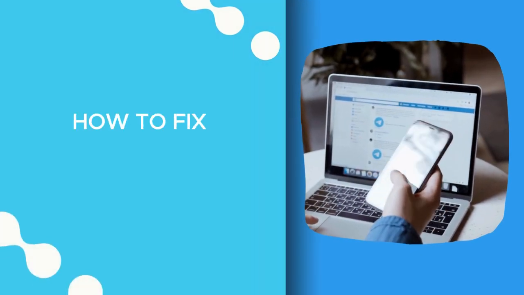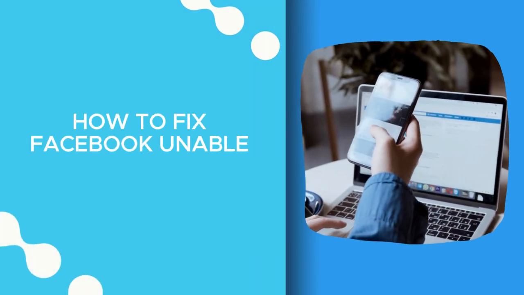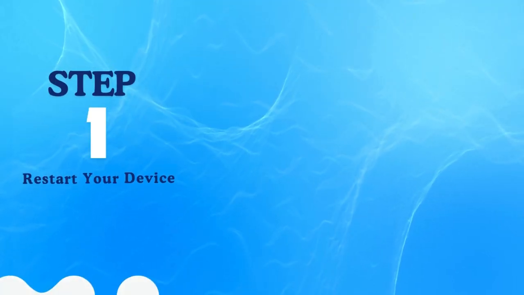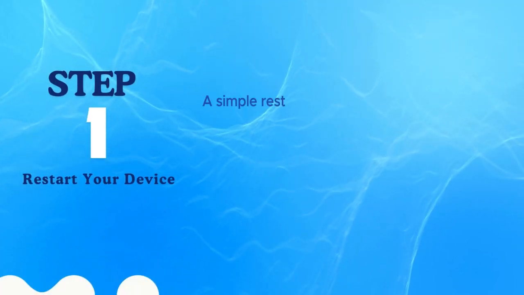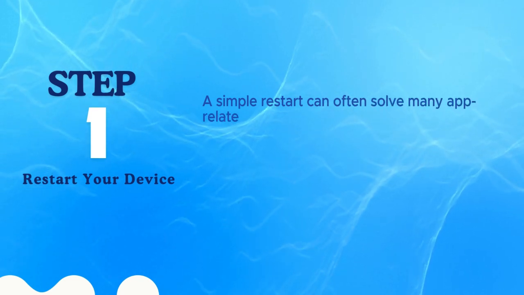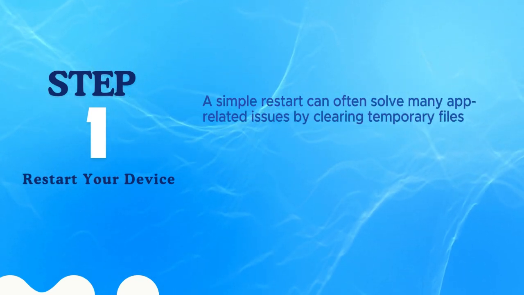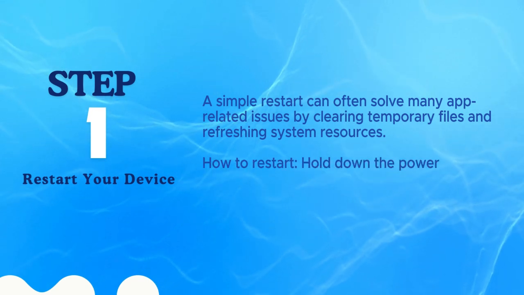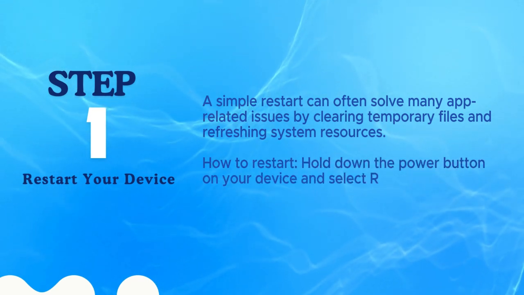In this video, we will demonstrate how to fix Facebook unable to log in and an unexpected error occurred. Step 1. Restart your device. A simple restart can often solve many app-related issues by clearing temporary files and refreshing system resources. How to restart? Hold down the power button on your device and select Restart or Reboot.